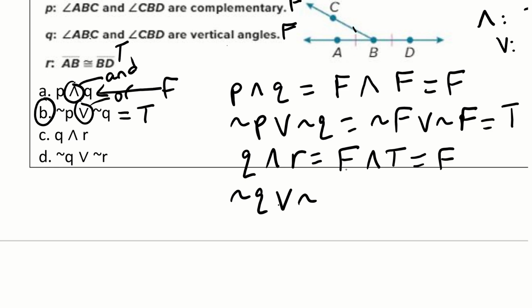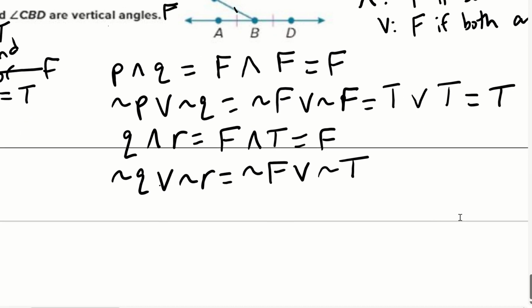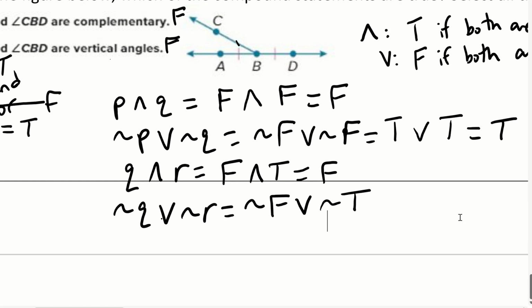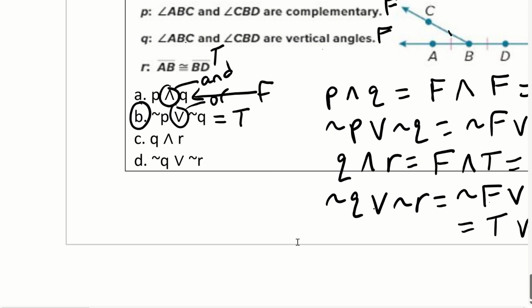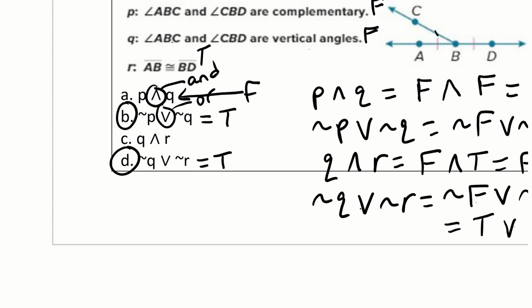Not Q or not R. Now, Q is false, so it's not false. R is true, so it's not true. Okay, so we got not false. If it's not false, it's true, right? So we got true or, and then not true, it's false, right? So true or false. What we said with or was that it's false if both of them are false. Since both of them aren't false here, then this has to be true. Okay, so we have two statements that are true. So B and D.